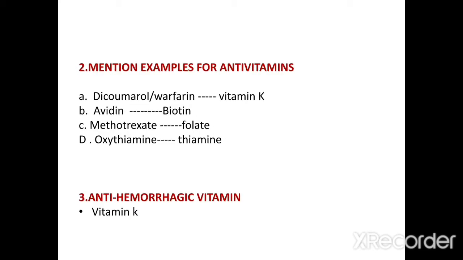Second question is, mention examples for antivitamins. So antivitamins are chemical compounds which will inhibit or oppose the vitamin activity and produce vitamin deficiency. Examples for antivitamins are dicumarol and warfarin. They are antivitamins of vitamin K. So warfarin and dicumarol will competitively inhibit the gamma carboxylation system due to their structural similarity with vitamin K. Another example for antivitamin is avidin.